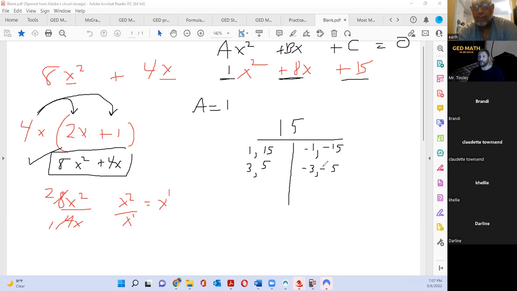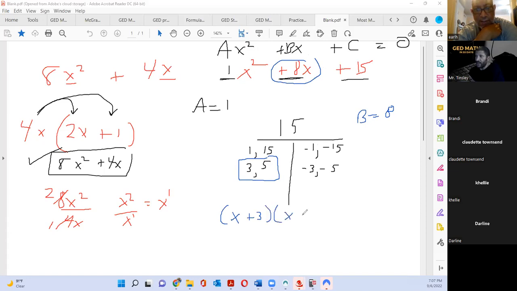Everybody understand that? So your next step when factoring a quadratic equation is to find out which pair gives you 8. Which of these pairs, 1 and 15, 3 and 5, -1 and -15, -3 and -5, gives you a positive 8? 3 and 5. Since my variable is x, I use the 3 and 5: x plus 3, x plus 5. You just factored a quadratic equation.